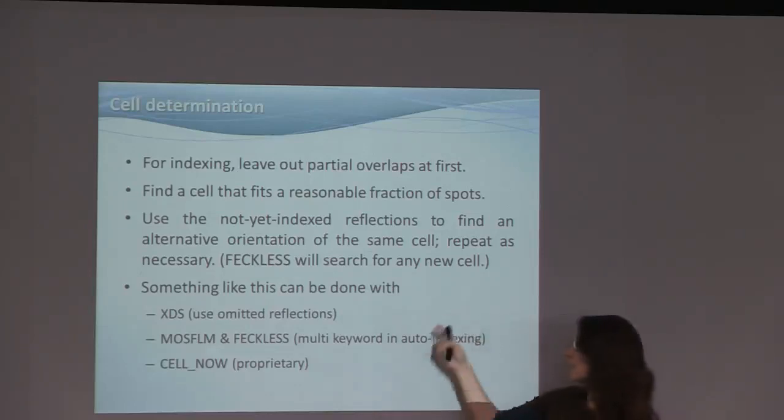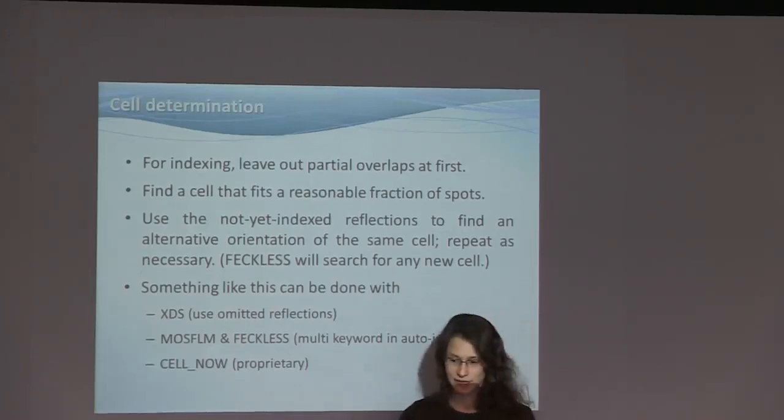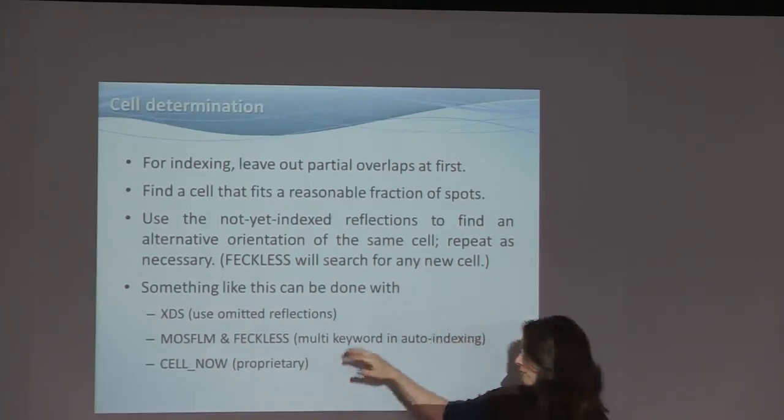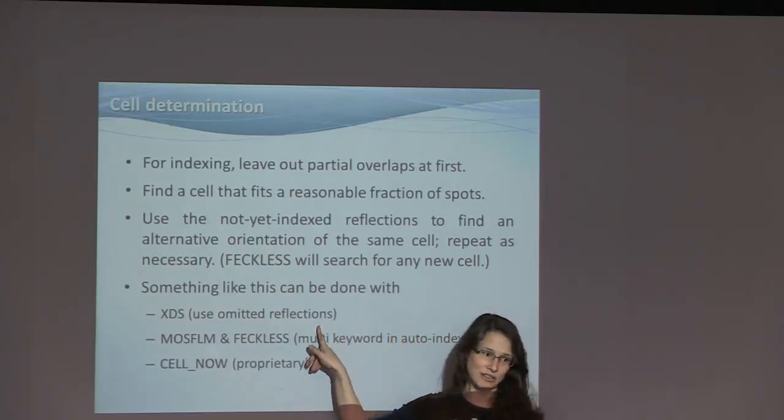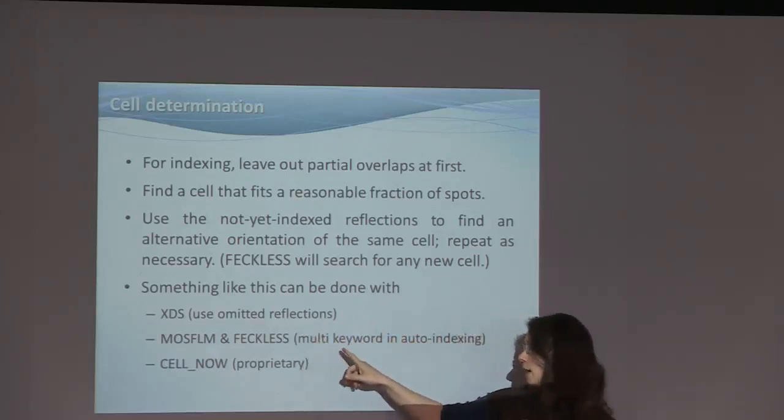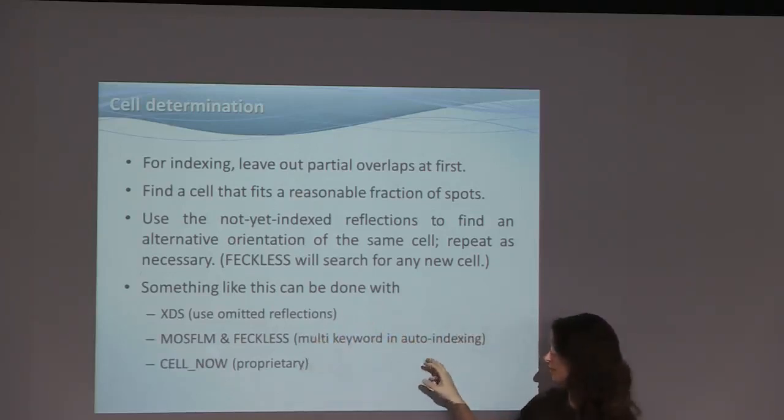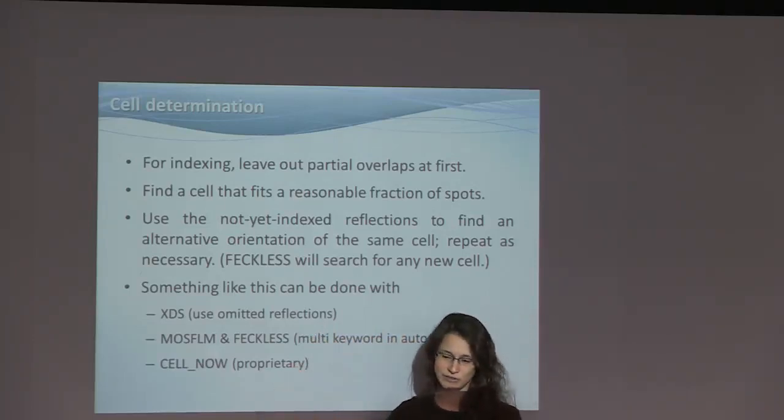So in CCP4 currently, Feckless will do that. But it can also be done with XDS using the omitted reflections after indexing. Yes, what I said already, most from Feckless, you need to use the multi keyword in auto-indexing. And you can do it with CellNow, which is proprietary by Bruker.